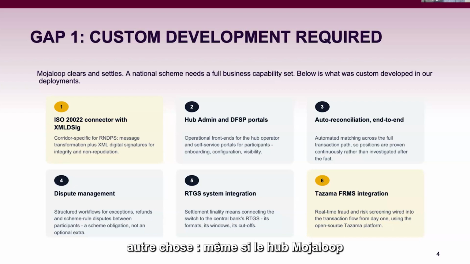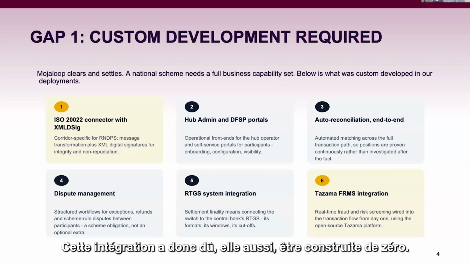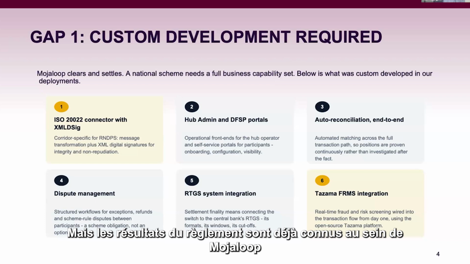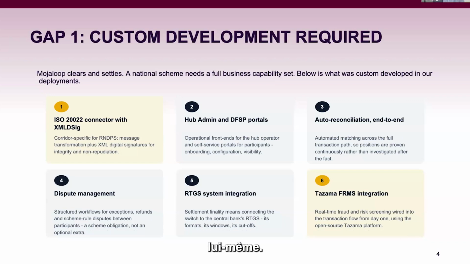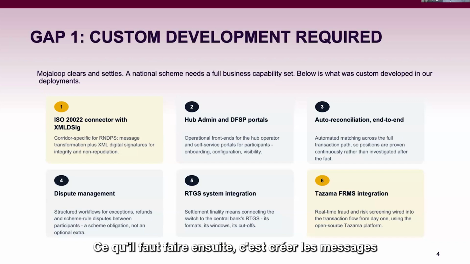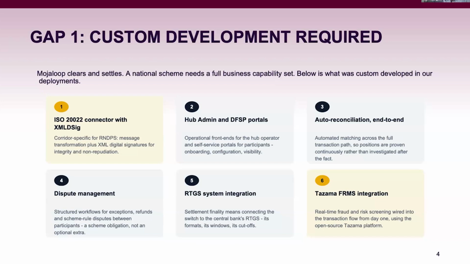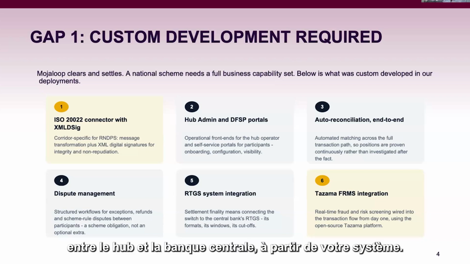Additionally, even though the Mojaloop hub comes bundled with the settlement service, this of course does not integrate with the RTGS at the central bank, right? So that integration also had to be built from scratch, but the results of the settlement are already known within the Mojaloop switch itself. But now what you need to do is create the specific messages between the hub and the central bank RTGS system.